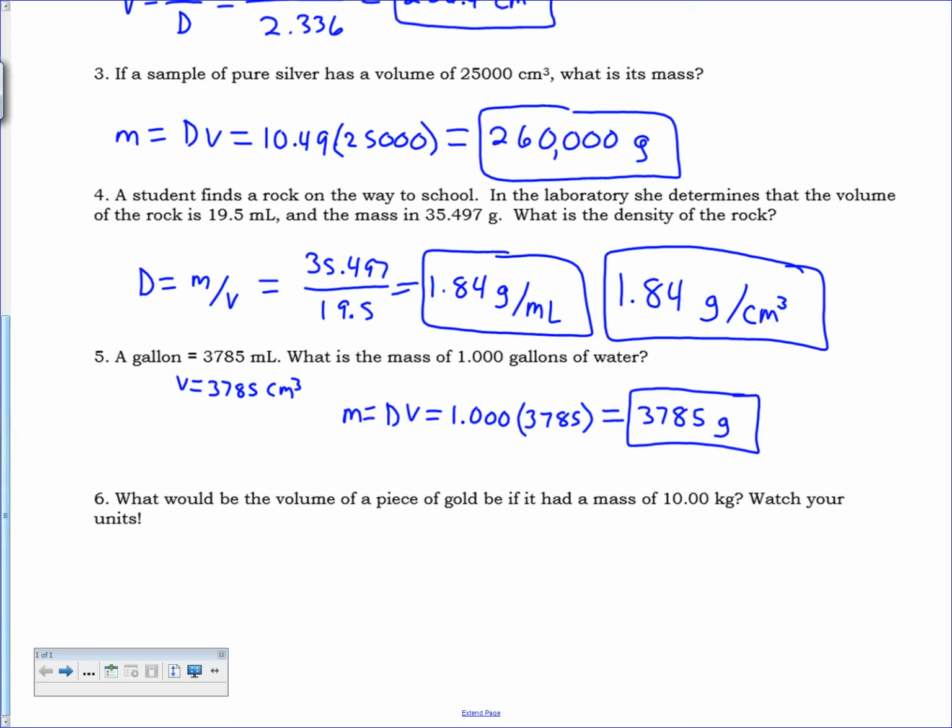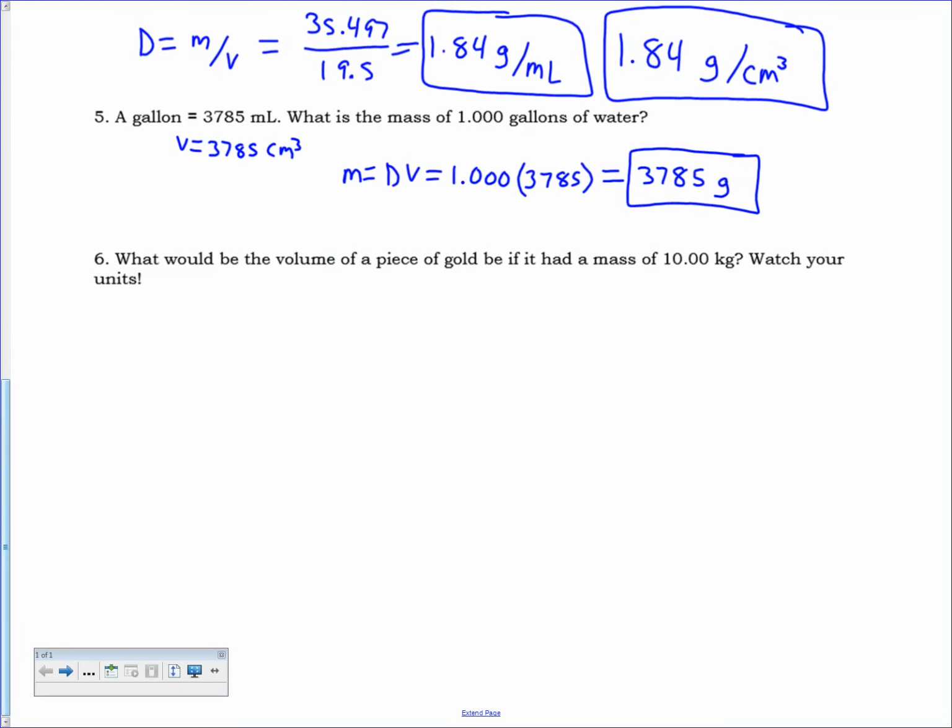All right, the last problem here says, what would the volume of a piece of gold be if it had a mass of 10 kilograms? Watch your units. So in this one, the units in the sig figs are actually kind of confusing here because 10 kilograms has 4 sig figs. That means when we convert it to grams, it also has to have 4 sig figs. So 10 kilograms is 10,000 grams. But when we write that 10,000, we have to keep it with 4 sig figs. So this is how we write it. 10,000 grams with a bar above those first 4. That last digit is not significant.